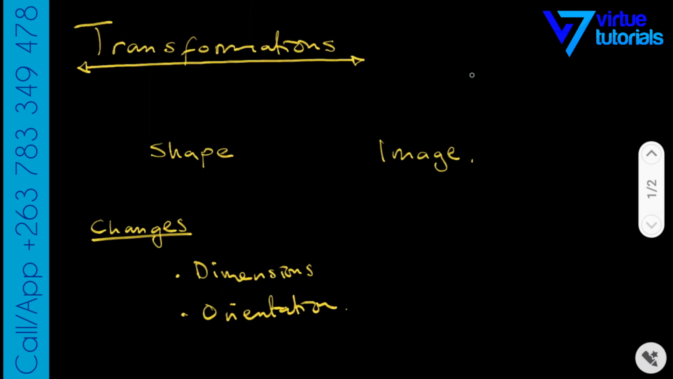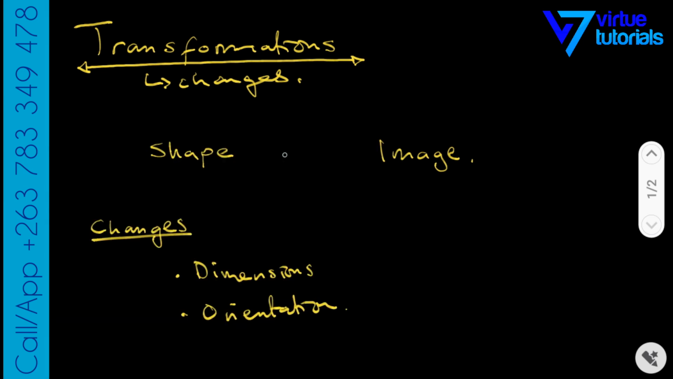Okay, so let's talk about transformations. This is an interesting topic. Now, what exactly are we talking about when we're talking about transformations? When we're talking about transformation, we're talking about changes, right? These are changes that are going to be happening. The changes happen to a shape.